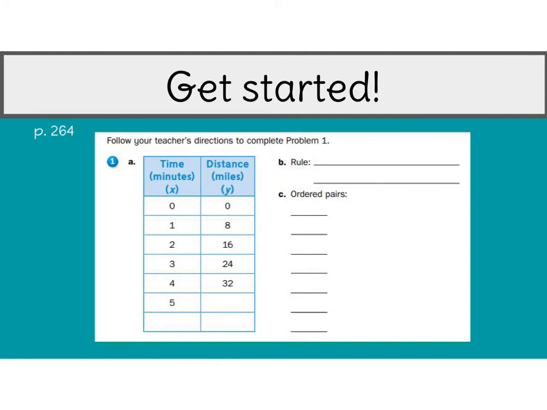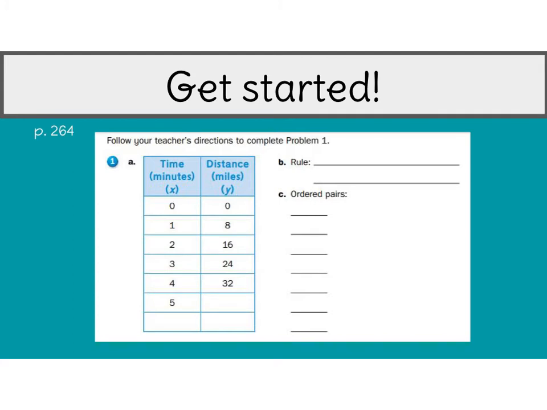Okay, so what pattern do the numbers follow in the time column? If we look specifically at the time column, you might notice that we are adding 1. Okay, what pattern do the numbers follow in the distance column? We could say that we are adding 8.